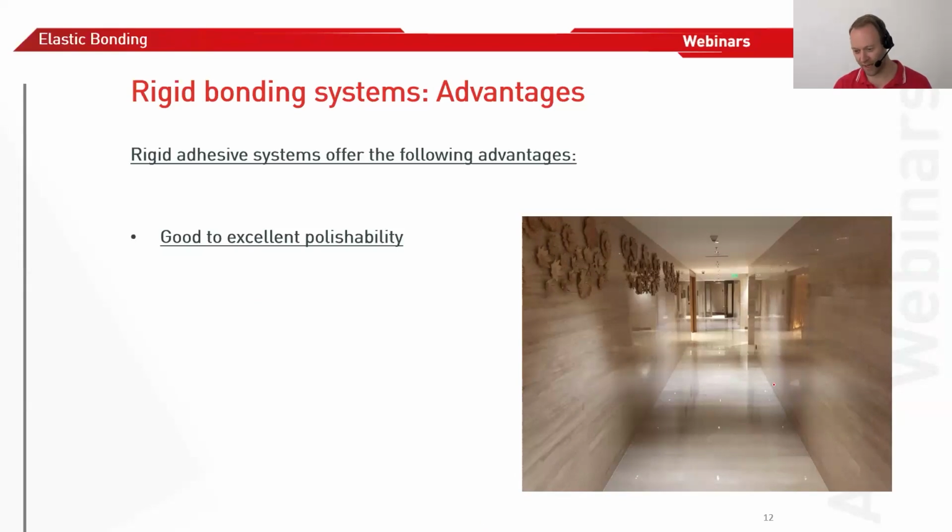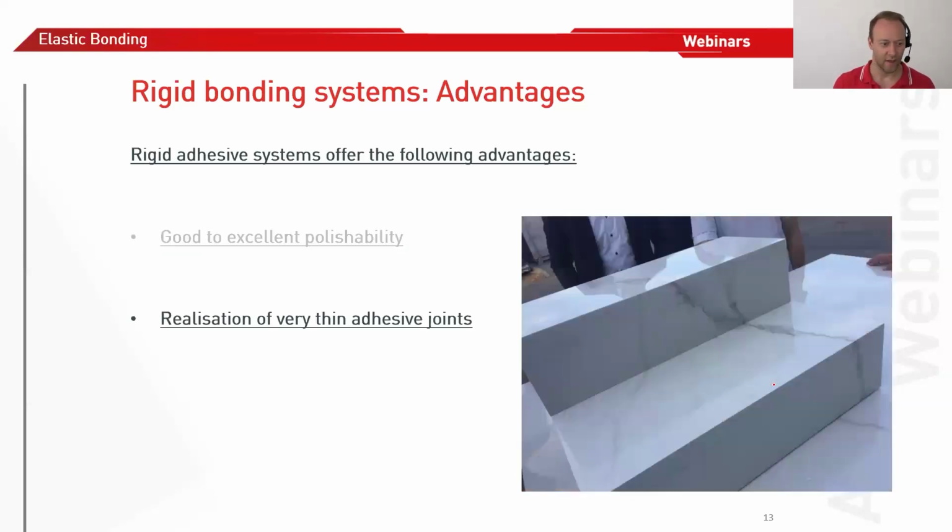So you can see here, you get these seamless joints where you bond two stones together, and you can highly polish them, giving the glue the same gloss as the stone or marble itself. So rigid systems can be polished excellently.